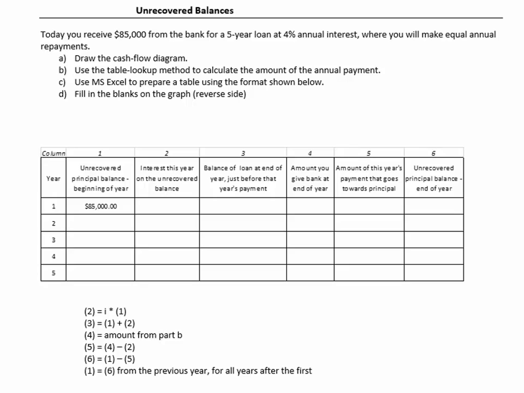These columns are numbered. Now you can just prepare your table to look exactly like this, but the way that you do the equations is, for example, column 2 is going to be the interest rate multiplied by the amount in column 1. Column 3 will be column 1 plus column 2. And so you can just follow these explanations on how you can calculate what's supposed to go in each column. So when we get to that point, I'll start circulating around to see if you're on the right track. But for now, draw the cash flow diagram and then find the payment amount using the table lookup method.